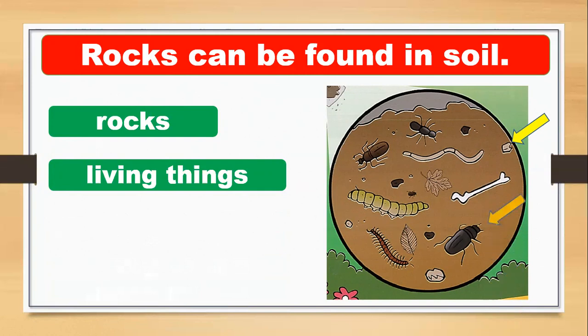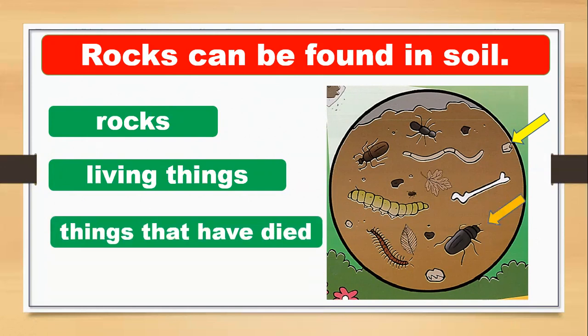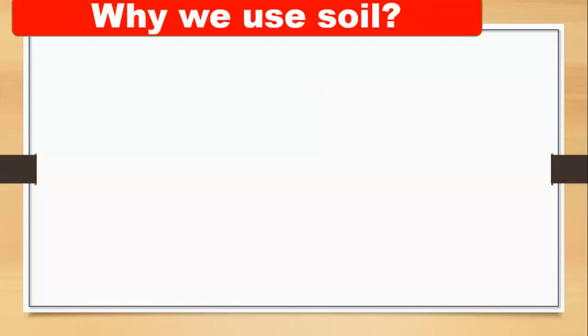And dead things are things that have died. What are the dead things? Leaves and rocks. Can you find them? The blue ones are dead things.